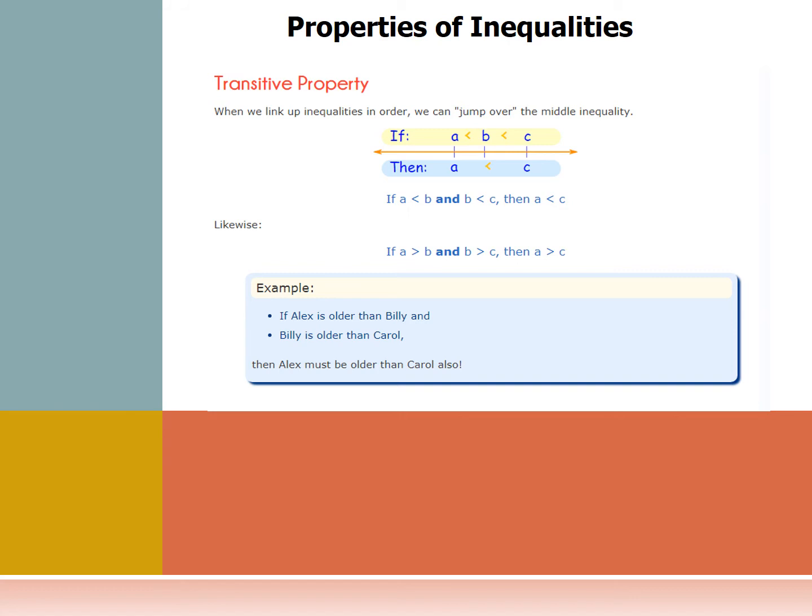Example: if Alex is older than Billy and Billy is older than Carol, so Alex must be older than Carol also.